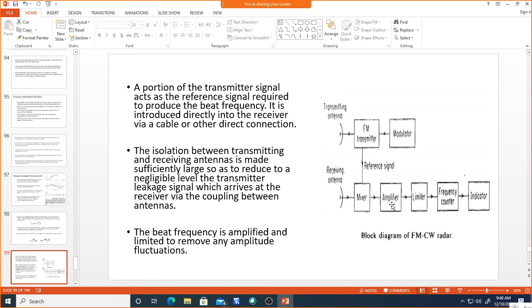So now this is actually FMCW radar. The block diagram: first we have the transmitting signal, which is modulated by frequency modulation, and it is going to be transmitted. The reference signal, which is from the FM transmitter, is also given to the receiver side. With respect to this reference signal, the received echo signal will be compared with it, and we can detect the target.